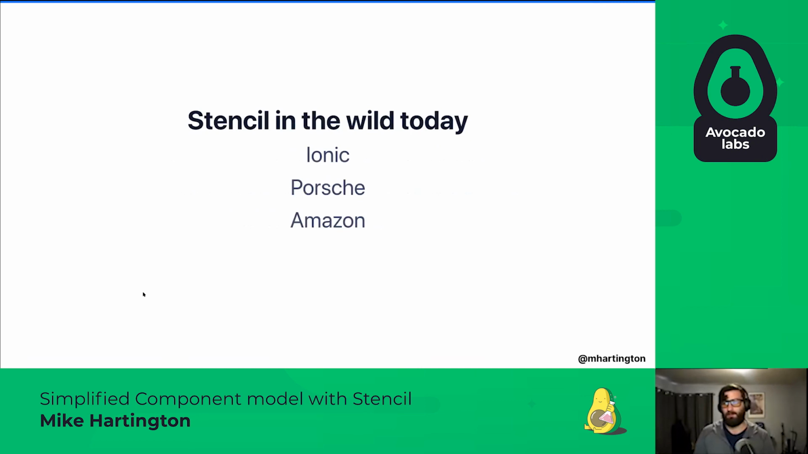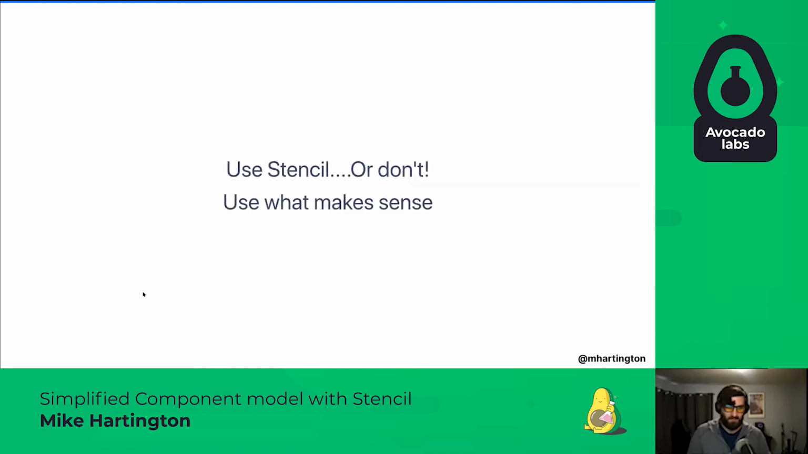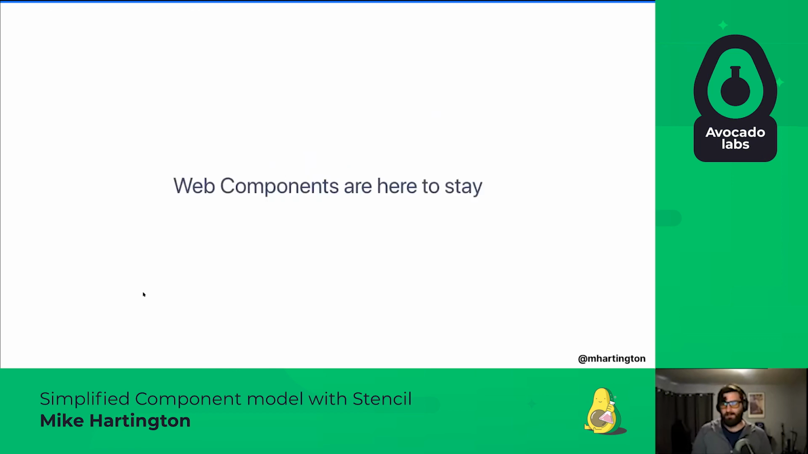Amazon uses it internally for the AWS Amplify stuff, as well as Apple. Again, Apple only uses things if they have a need for it. So it was great to see Apple using web components and, of course, Stencil. So use it if you think that it's going to make sense for your team to be able to have cross-platform components and components that are simplified and easier to maintain. Or don't use it. Just figure out what makes sense for your team. But do realize web components are here to stay and that these things are going to be important and you should know them. Thank you.